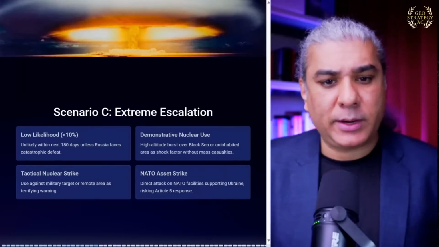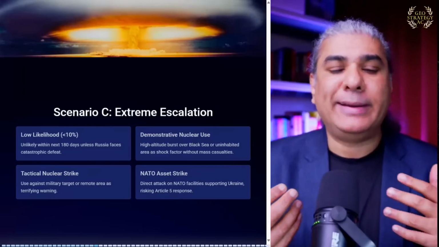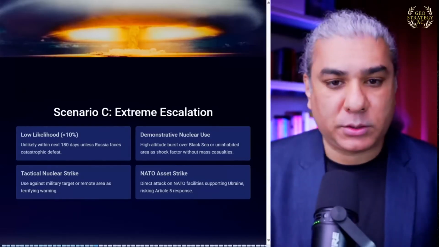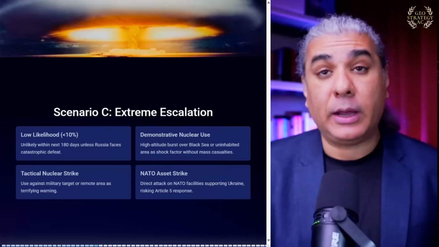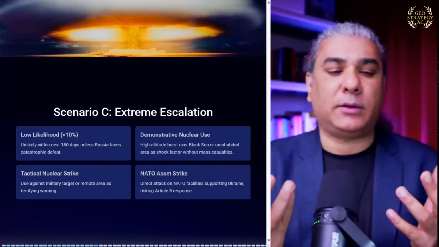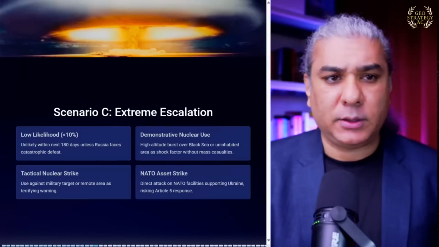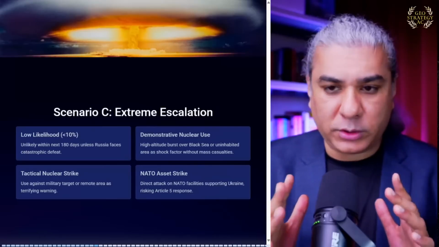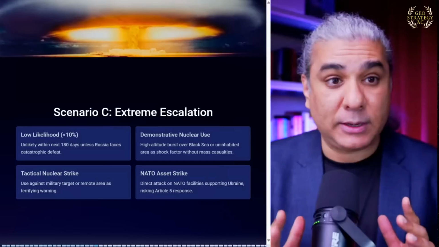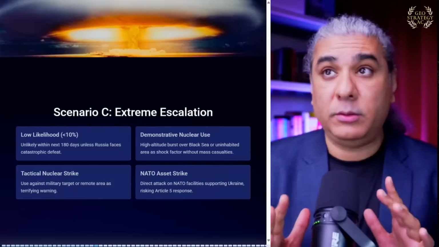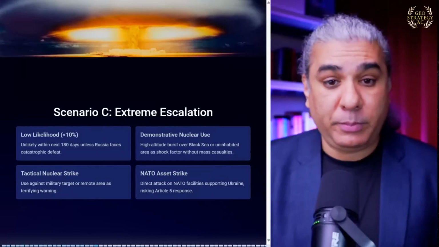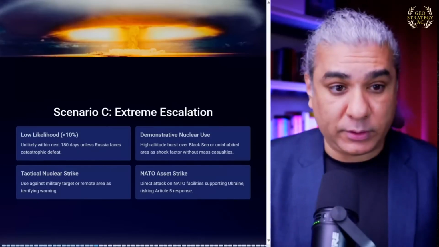So, what happens in this scenario? There is demonstrative nuclear use, maybe a high altitude burst over the Black Sea or some uninhabited areas. It's a shock factor without any massive casualties, but as a dire warning. Look out now. That's enough. You have crossed our red lines, and we mean business now. And no atmospheric nuclear explosion has happened in decades, right? So this would be an absolute shock factor if this happens.